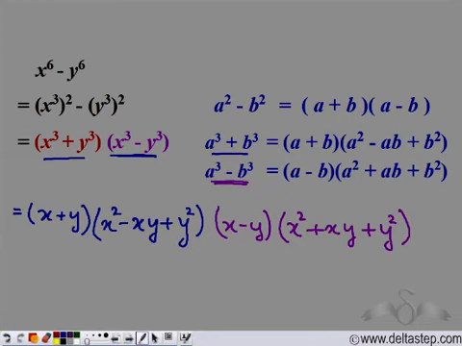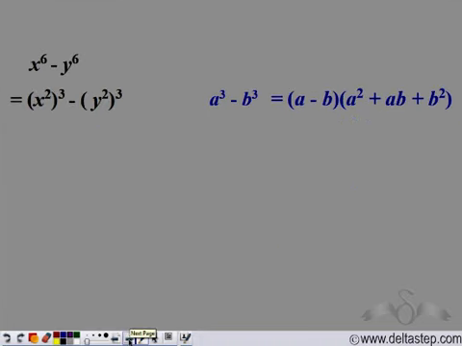So this is the factorized form of this expression. So x to the power 6 minus y to the power 6 has been factorized to get this. This is the factorized form of x to the power 6 minus y to the power 6, and we cannot factorize these expressions further. Now there is one more way in which we can factorize x to the power 6 minus y to the power 6. We can consider it to be the difference of two cubes. So x square whole cube minus y square whole cube, and we can use this identity.